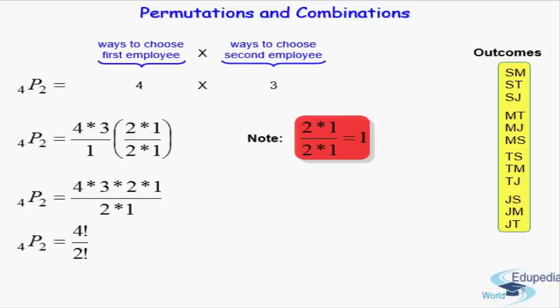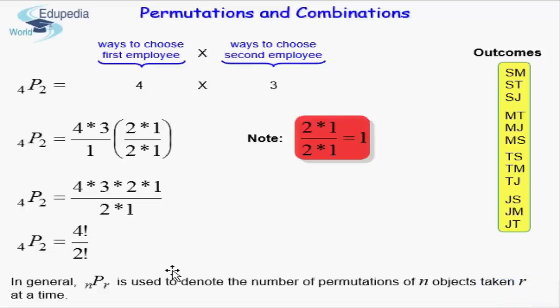How did we get this? We got this with the help of a simple equation. First of all, let's talk about the general way to denote a permutation, which is nPr. Here n is 4 and r is 2. n is the number of objects taken r at a time, basically arrangements. r is the number of arrangements, that is, how many ways you can fit in different objects.